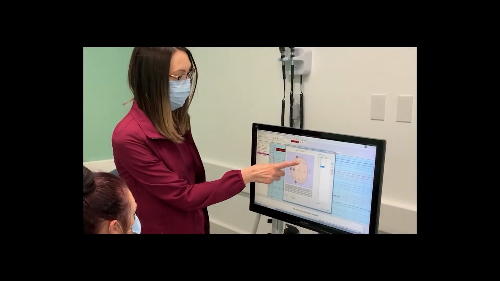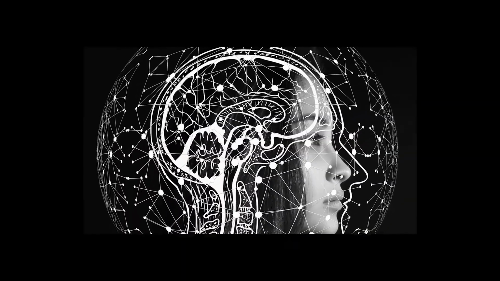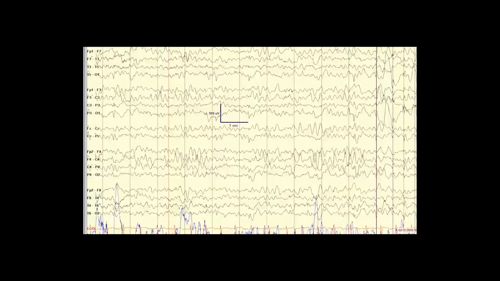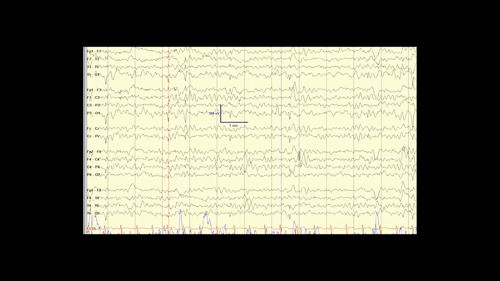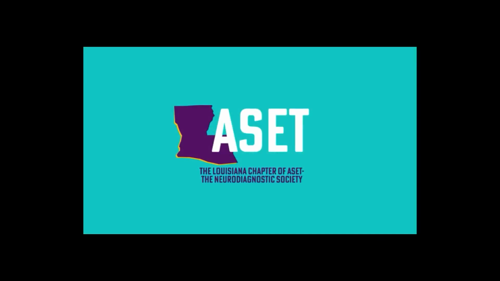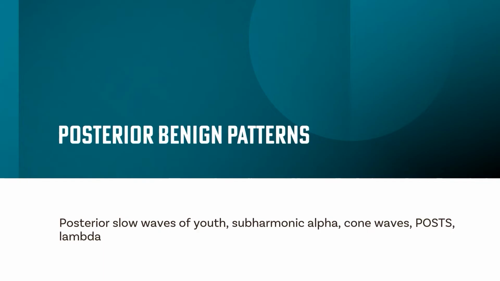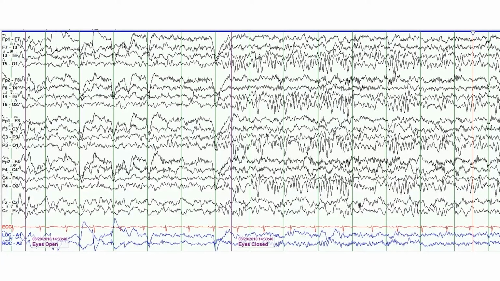In this video, we'll be taking a look at benign patterns that are seen in the posterior region. We have several sharp and slow patterns that can show up in the posterior regions, especially in children and adolescents. This is our first example.